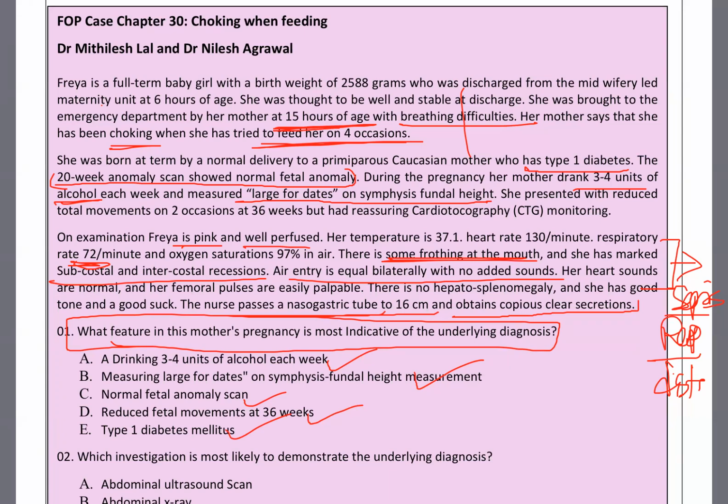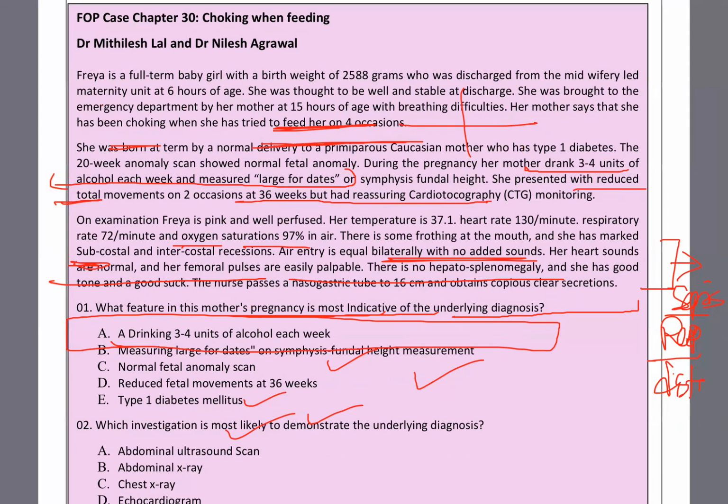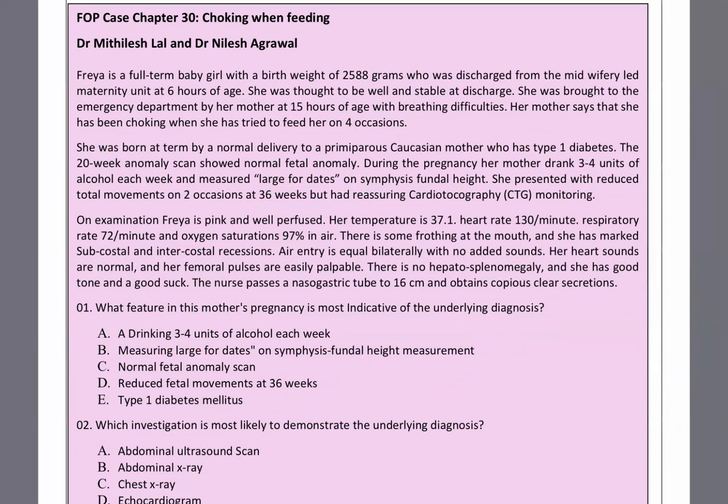So what we will think? Yes, it is indicative of polyhydramnios because fundal height is larger. Which investigation? So B is the right answer.